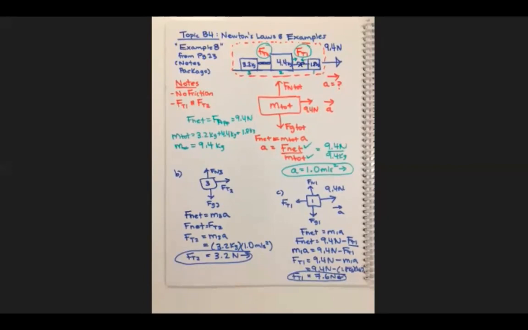Just taking a look at our answers and doing a common sense check. Does it make sense that tension here is bigger than tension here? Pause and do the common sense check for my solution. If you said yes, you're right. There is more tension here than here. So if you were given 2 different ropes, you want the stronger rope to be here because it's carrying more mass. And that's example 8 from page 23 in the student notes pack.